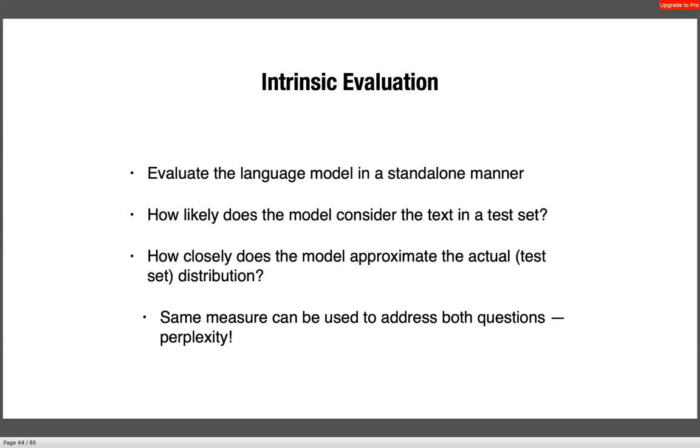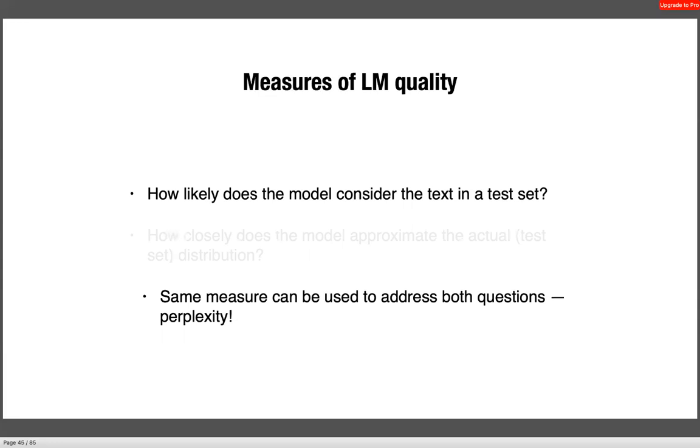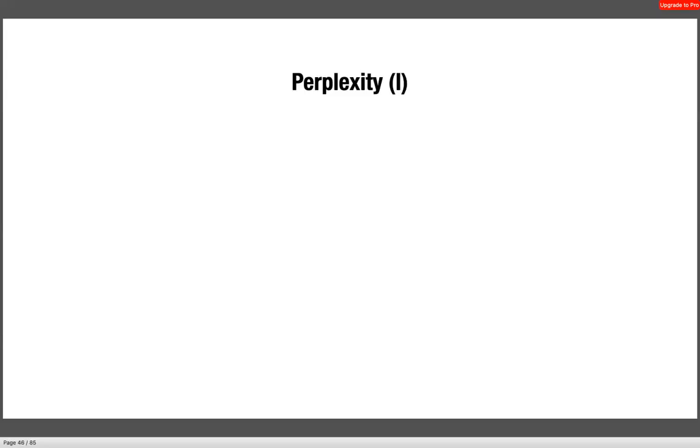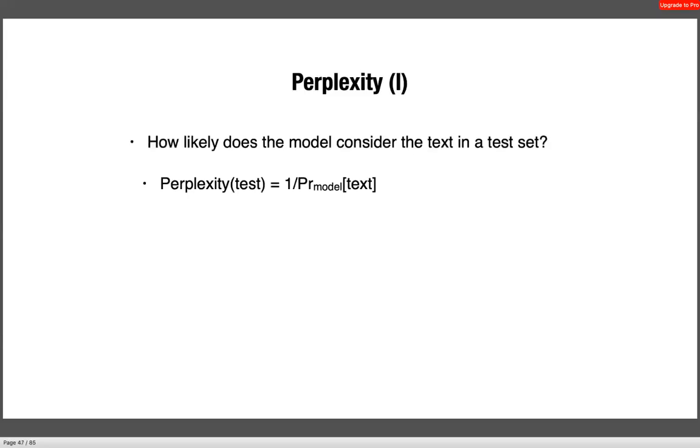And the second question that I'd hope my intrinsic evaluation measure will answer is, how closely does my language model approximate the actual test set distribution? It turns out perplexity, which is the most common intrinsic evaluation measure for language models, can be used to address both these questions. Let's look at them one at a time. Here's the first question: how likely does the model consider the text in a test set? You can think of the perplexity of a test set as being inversely proportional to the probability assigned to the text in my test set by my model. Which means that the larger the probabilities that are assigned, the smaller my perplexity values are going to be. So you can equate perplexity to some kind of a surprisal measure.